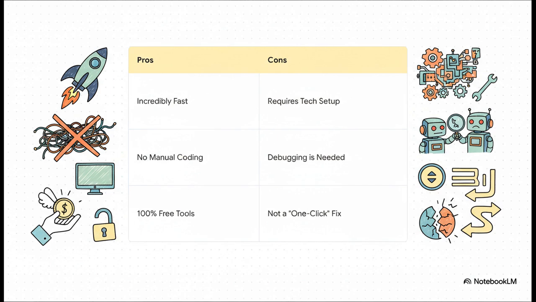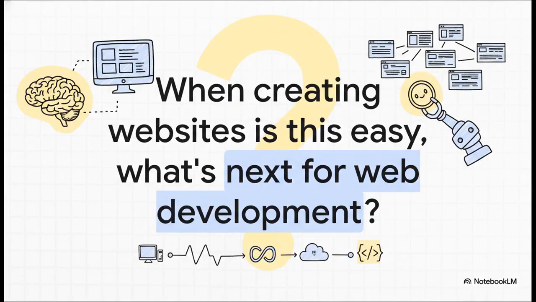You do have to do a little bit of technical setup at the beginning, and you absolutely have to play the role of manager, guiding the AI through debugging its own errors. It is not a simple one-click solution. So, the AI verdict is in. Yes, it is absolutely possible to clone a fully functional website using free AI tools.